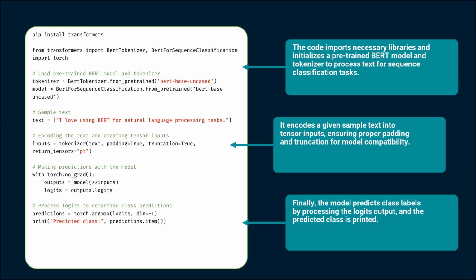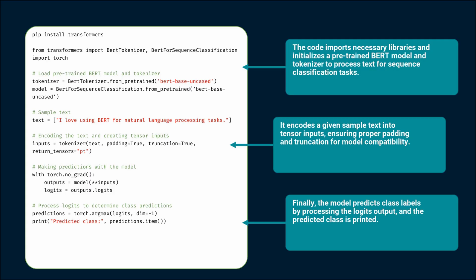After loading the tokenizer and the model, we create a sample text input that we want to classify. Next, we use the tokenizer to encode this text, ensuring it's properly formatted for BERT. This encoding process involves generating token IDs and applying padding where necessary to maintain uniform input sizes for the model.